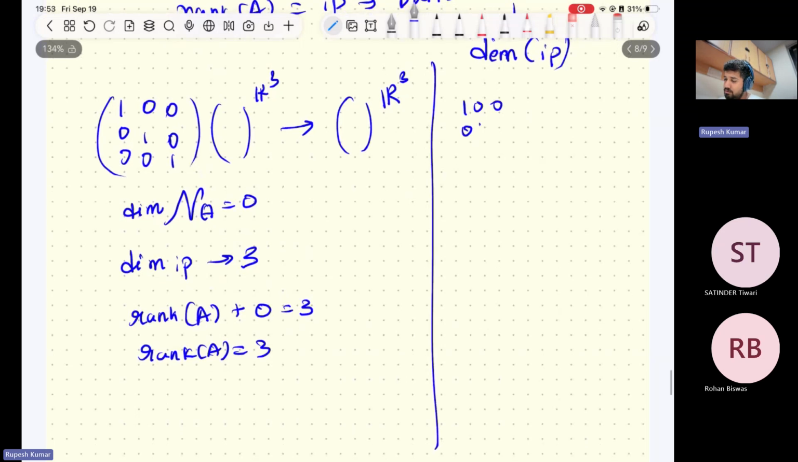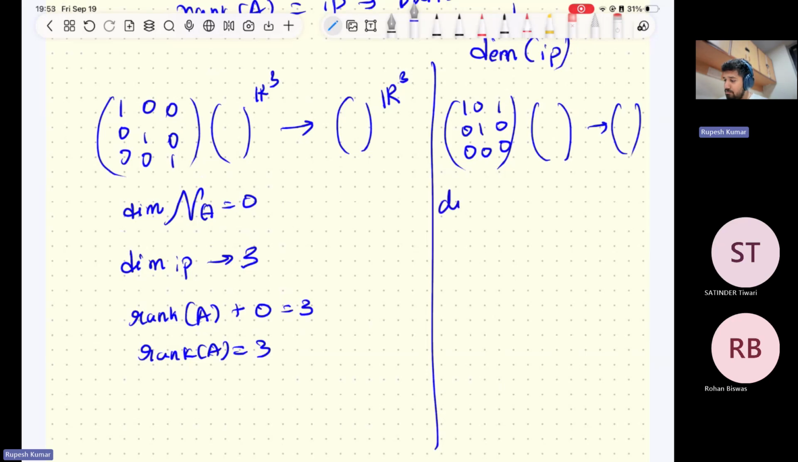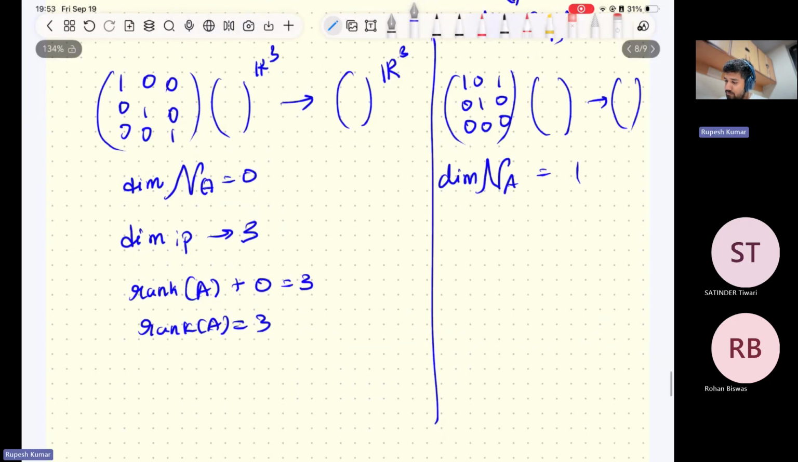1 0 0, 0 1 0, 0 0 0, and let's put 1 0 1 here and then again do the same mapping. So now again, what is the dimensionality of null space of A? 1. Fine. What is the dimensionality of input? Again, it does not change, so 3.